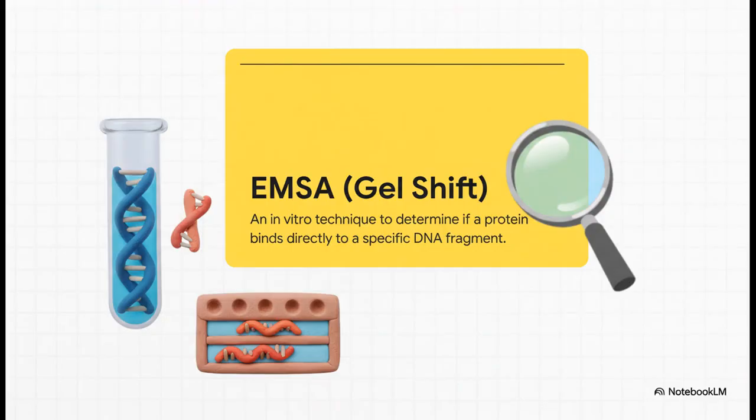All right, let's switch gears to a much simpler technique. EMSA, also known as a gel shift. Unlike ChIP, this is all done in vitro, in a test tube. It has one job and one job only: to tell you if your purified protein will stick directly to a specific piece of DNA that you put in there with it.